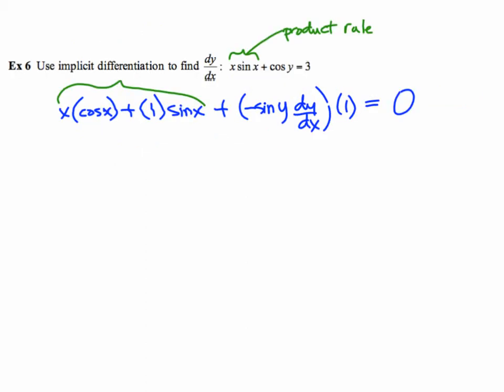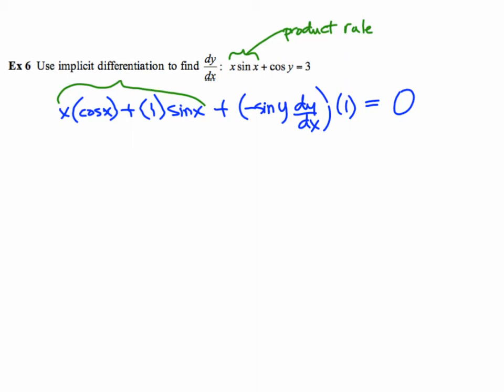In this next example, it says to use implicit differentiation to find dy dx, because I'll have different variables in this equation. I've got the variable x and the variable y, so when I take the derivative of y, that would become dy dx. And notice there at the beginning that I do have the product rule. It's x times sine x, so I'll need to use the product rule there first. So here we go, let's start and see what I've written down.